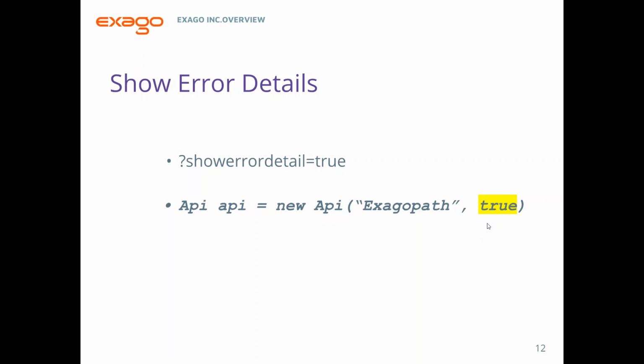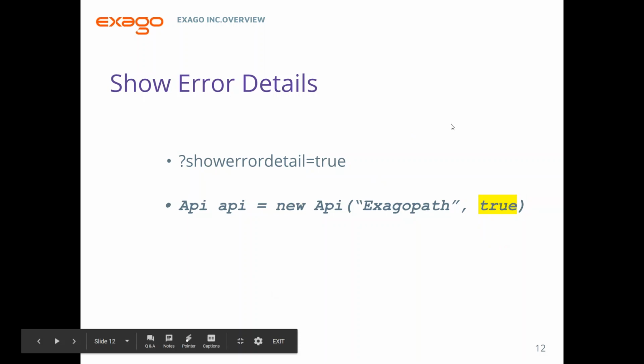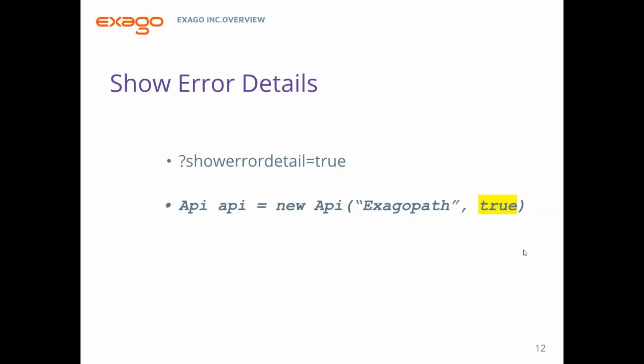I'm showing the .NET example, but again, if you're using REST, as you do that first session post, the same flag exists. What this will do is, as you launch Exago through the API, if an error occurs, show the full error detail. So in these two ways, we don't have to go to the log file to see a stack trace if we're getting a generic error message.